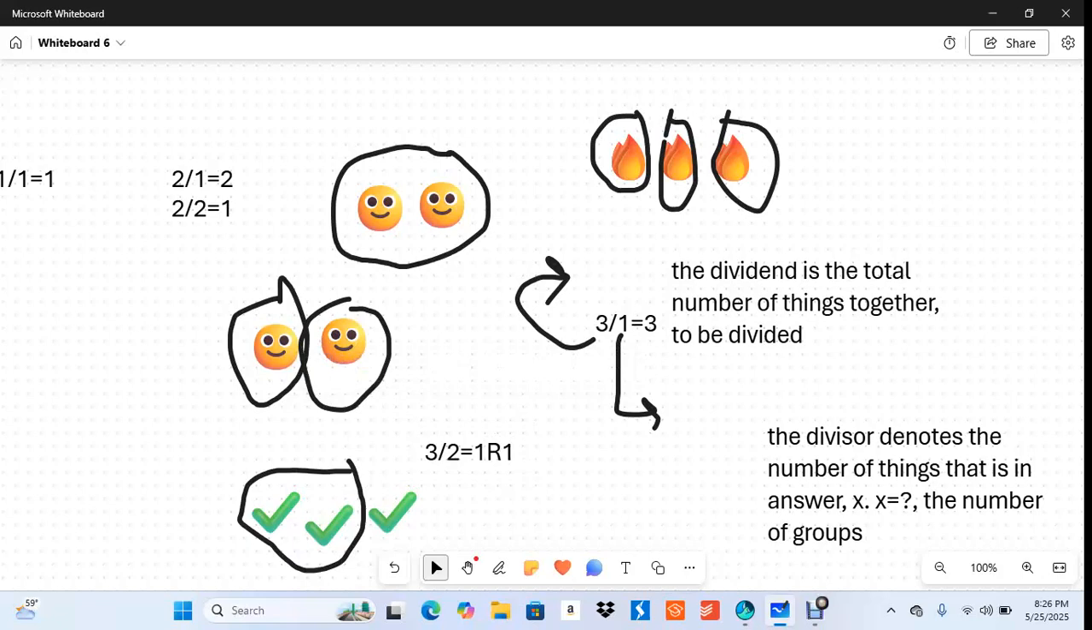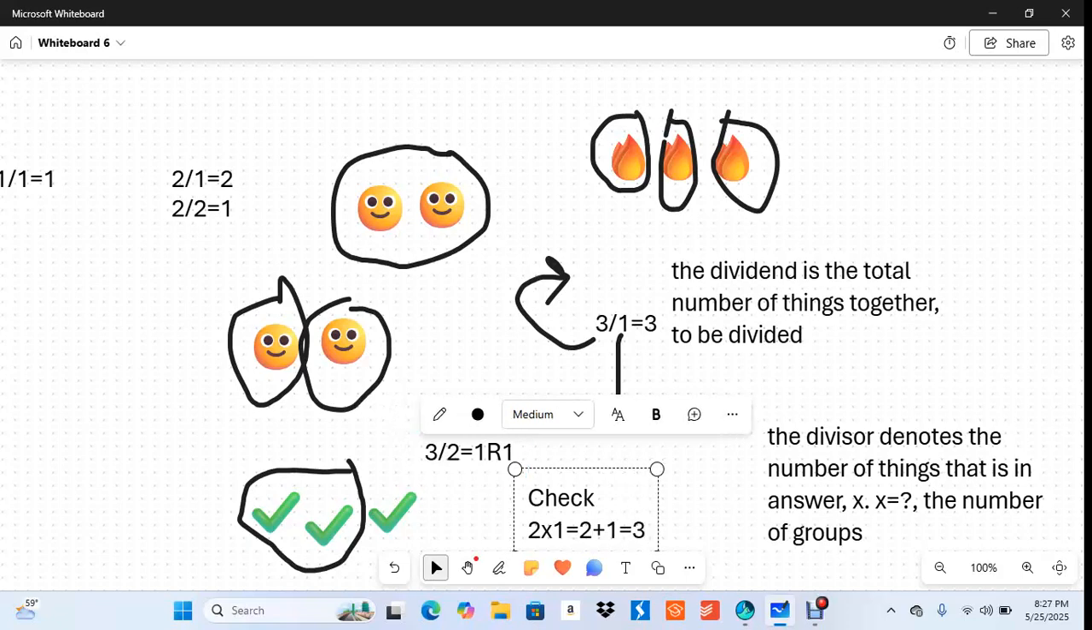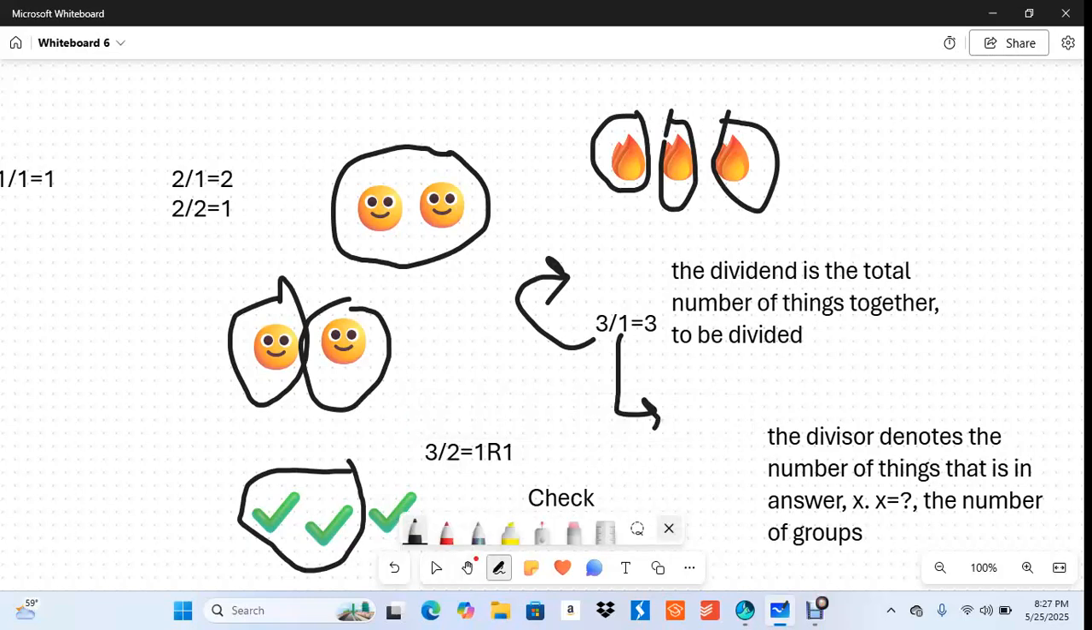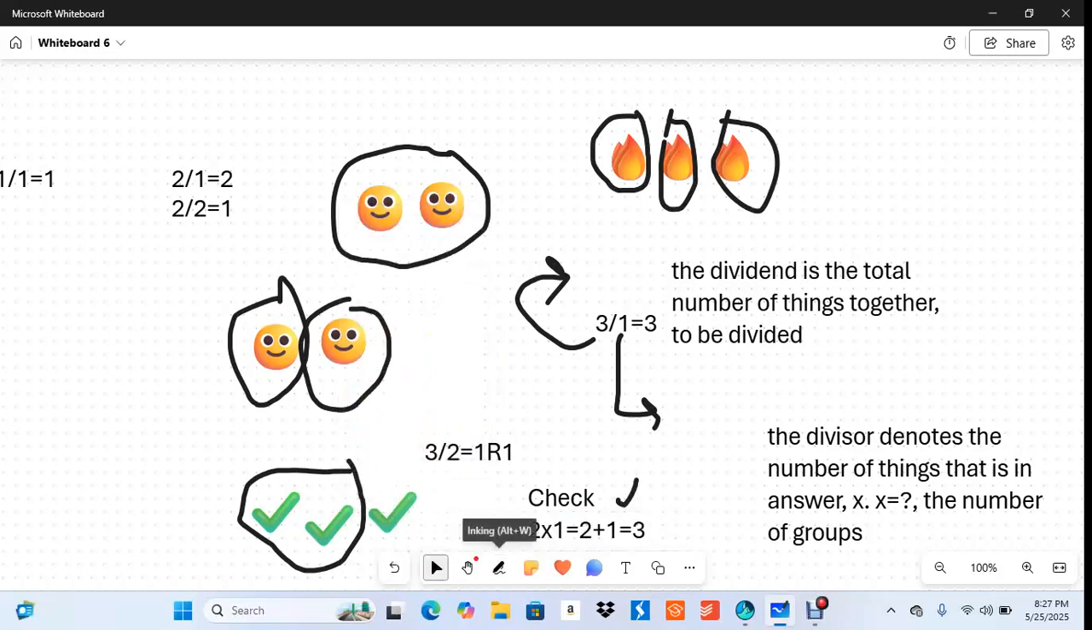Okay? And to check this answer, you would go like this. Check. You would take the divisor, which is 2, multiply it by the quotient, your answer. 1 times 2 is 2. Then add the remainder to check your answer. Add it to the remainder of 1. Does 2 plus 1 equal 3? Yes, it does. So this checks out. So in your notes, you just do check. Yep, so that is the correct answer.